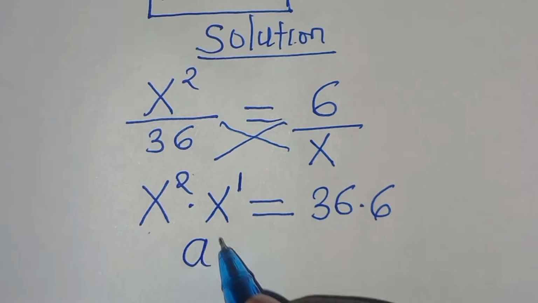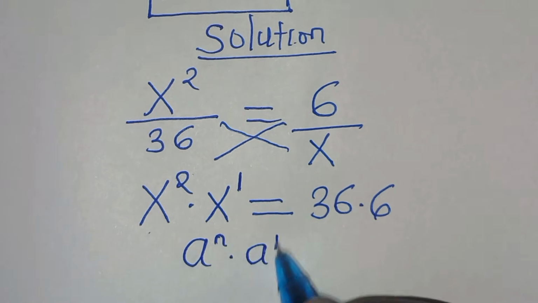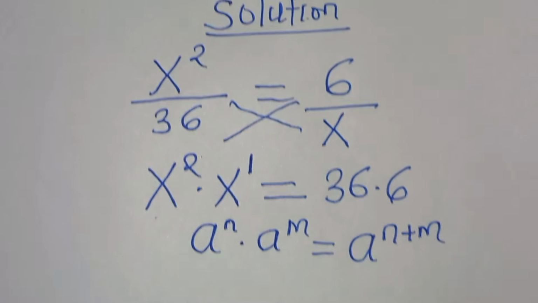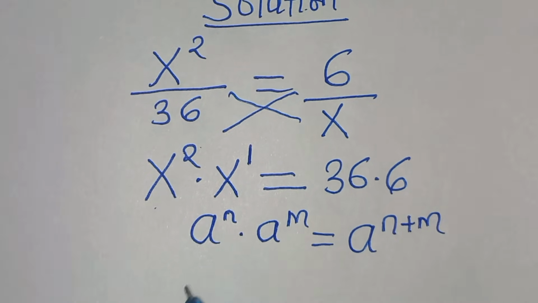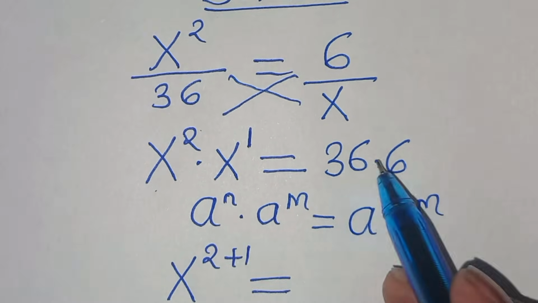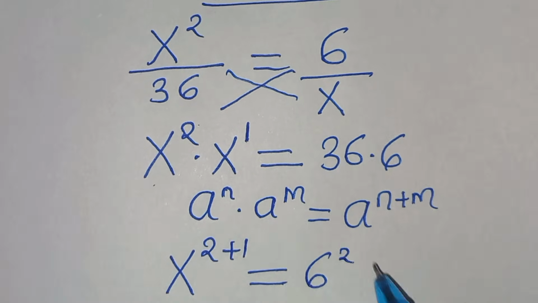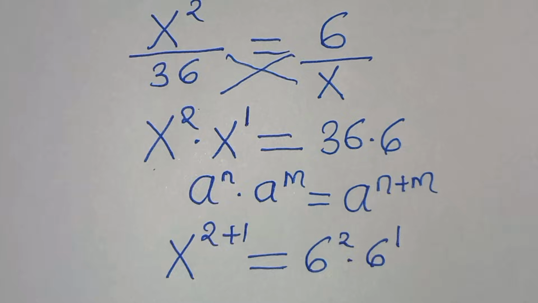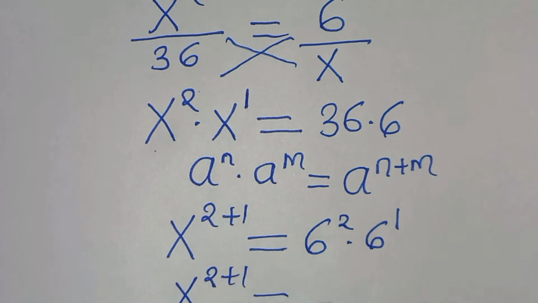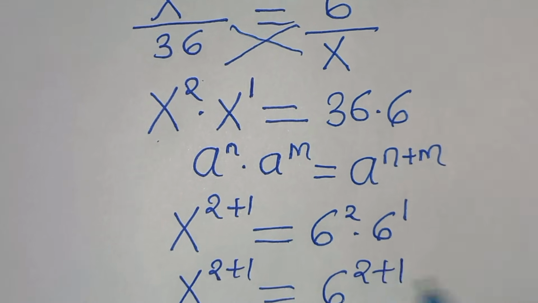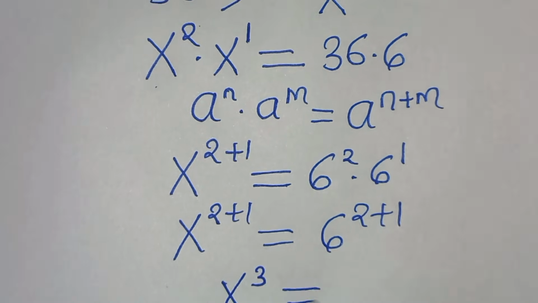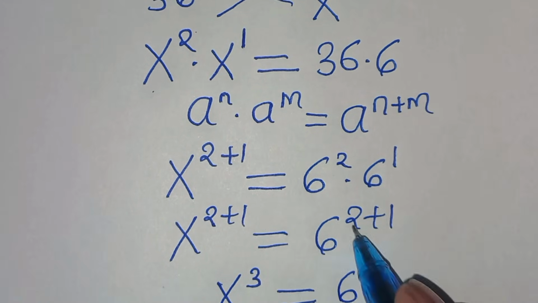So x to the power of 2 times x to the power of 1 is in the form of a to the power of n times a to the power of m, which we can express as a to the power of n plus m. Applying this exponent property, we have x to the power of 2 plus 1, equal to 36, which is 6 to the power of 2 multiplied by 6 to the power of 1. So x to the power of 2 plus 1 is equal to 6 to the power of 2 plus 1. So x to the power of 3 is equal to 6 to the power of 3.